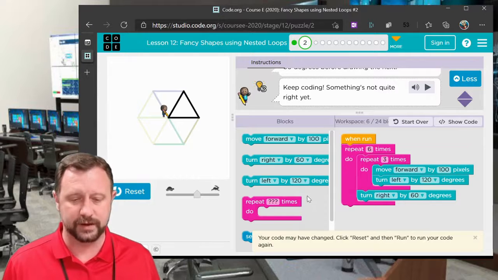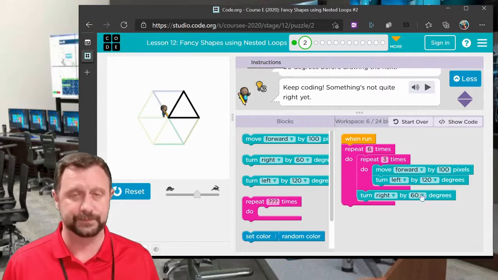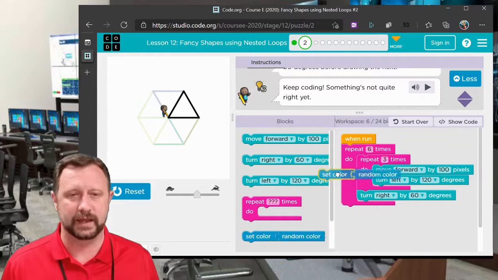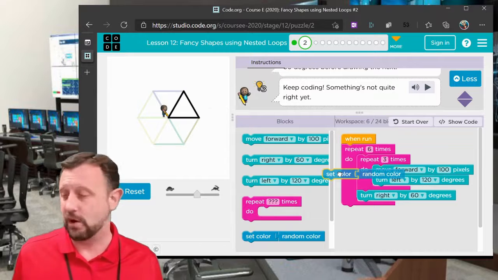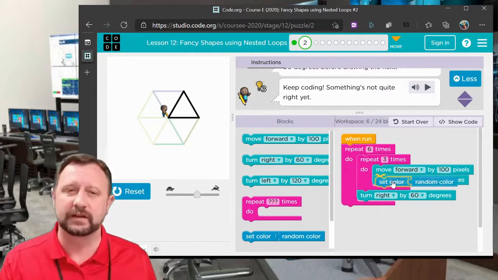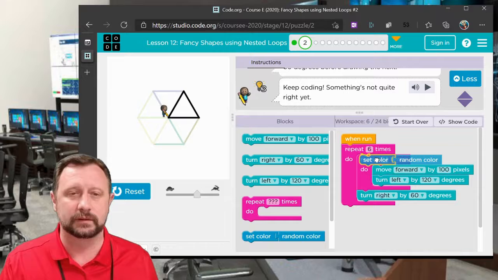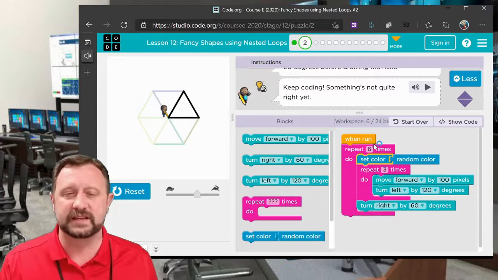Now another fun thing that you might want to add when you're doing this is this block right here. This one says set random color. It's not important in the code. You don't have to have it. But if you did have it and you went like this, this says now that it's going to do this 6 times.